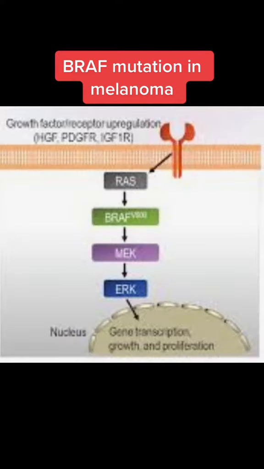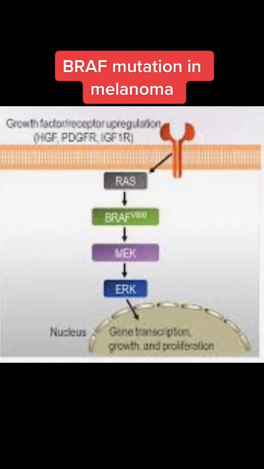BRAF gene mutation is found in approximately 50% of cutaneous melanomas. The most frequent mutations are BRAF V600E and BRAF V600K mutations. This is called the MAP kinase pathway, and it is important for our cell development, proliferation, and growth.